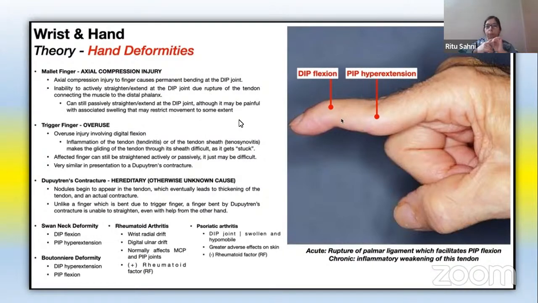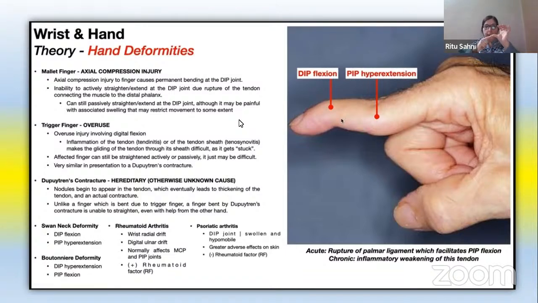This can also be possible with a trigger finger, which is an overuse injury involving digital flexion. Digital flexion will not be possible, with inflammation of the tendon, that is tendinitis, or of the tendon sheath, that is tenosynovitis. So maybe the tendon will be stuck in that position, so the finger will be in the triggering position and it will trigger, and that affected finger can still be straightened actively or passively, but it may be difficult.